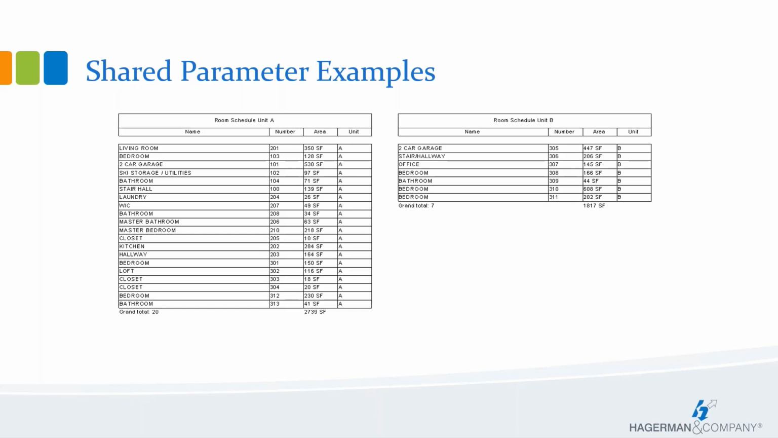And as you'll see in the next slide, they created a tag with this unit parameter built in. So you also had the benefit of keeping the room number clean and not putting an A or a B in the room number.